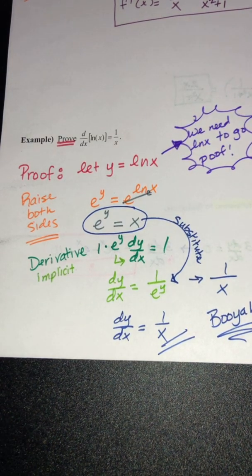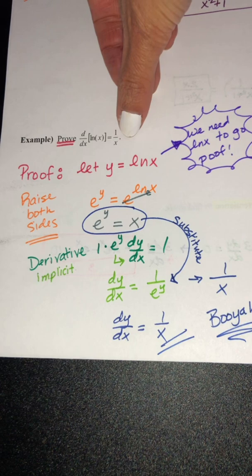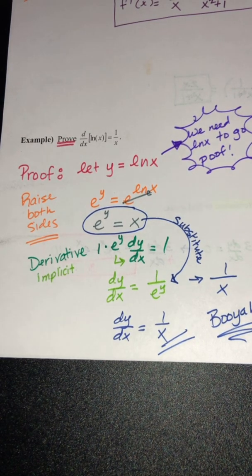And that is our proof. We just showed that the derivative of the natural log of x is going to equal 1 over x. There you go. That's it, you guys.